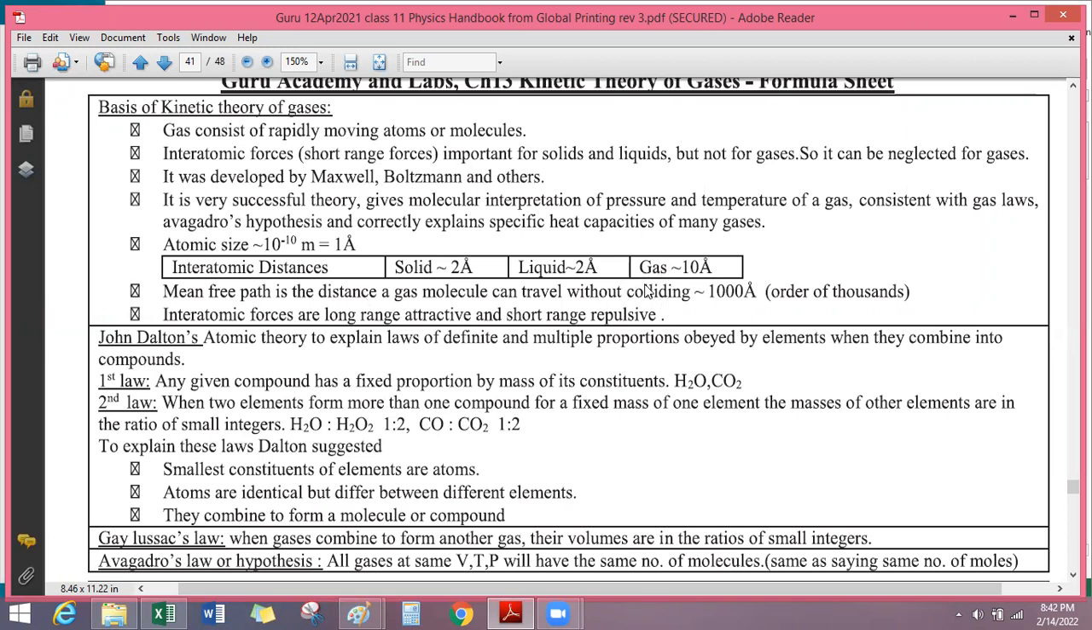Of course, as I increase the pressure, more and more molecules come closer, which means this will decrease. But it's just to give you some idea what orders we are talking about. Remember, we are not talking about kilometers or centimeters, we are talking about angstroms, which is 10 power minus 10. Interatomic forces are long range attractive and short range repulsive. So when it is kept at a farther distance, it is more like an attraction. When you come closer and closer, they will repel, because nucleus and nucleus will repel. So that repulsion will be more.